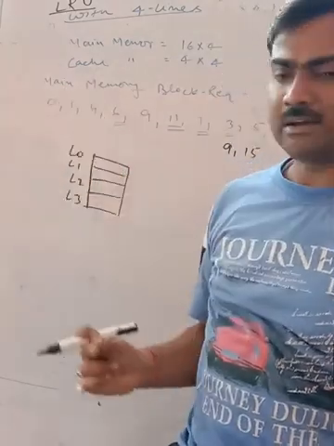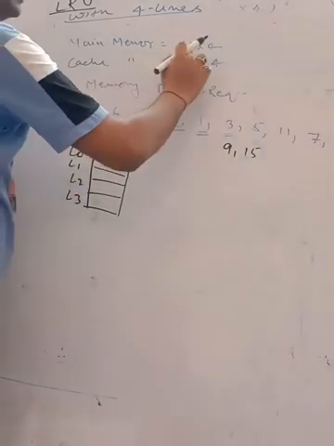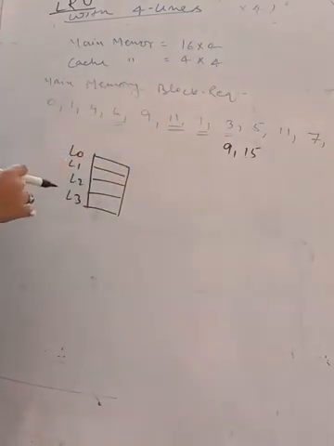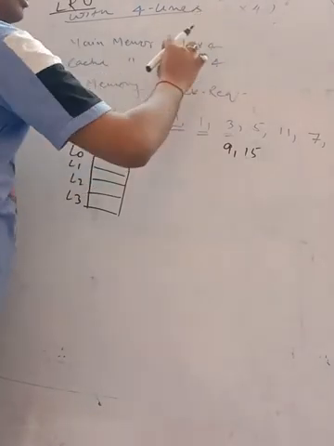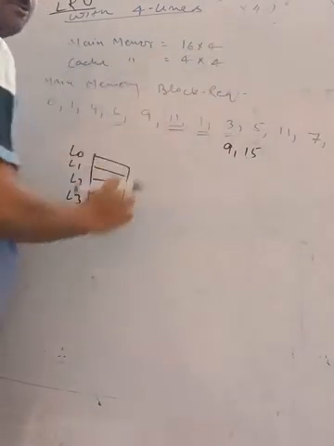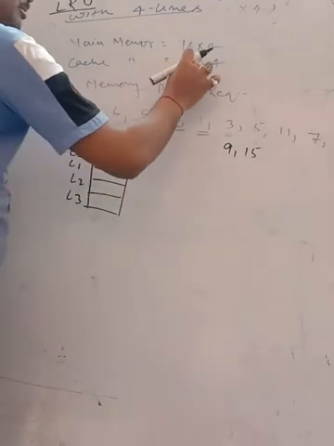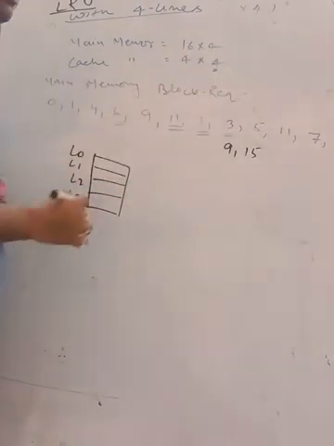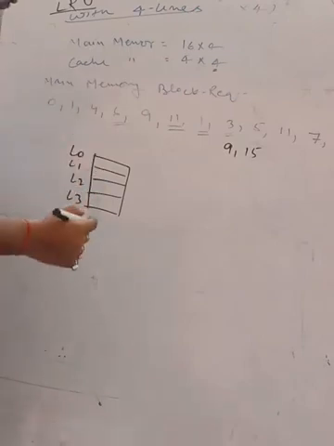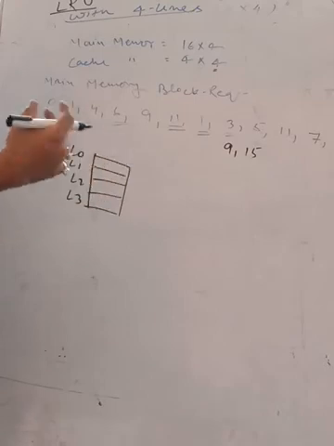Here we have an example where we have a main memory of size 16 cross 4 and a cache memory of size 4 cross 4. 16 cross 4 means it has 16 blocks and each block contains 4 words. Similarly, the cache memory contains 4 blocks or 4 lines, line 0, line 1, line 2 and line 3, and each line contains 4 words. The line size and the block size are always equal. It has been previously discussed.